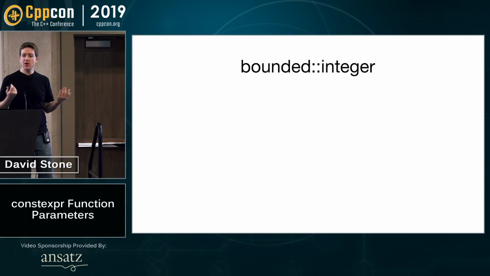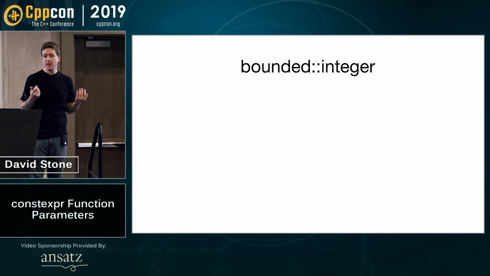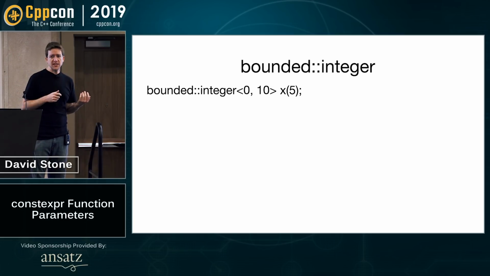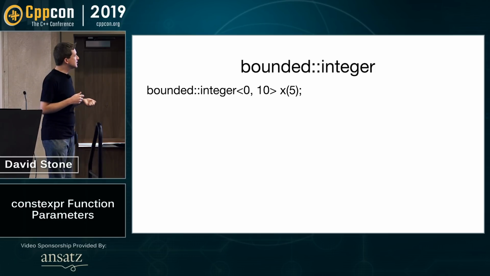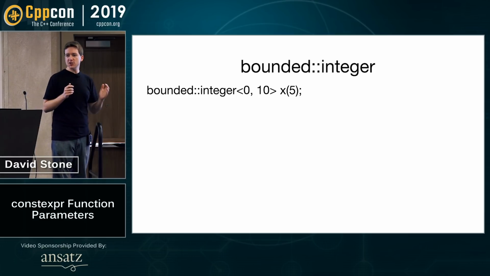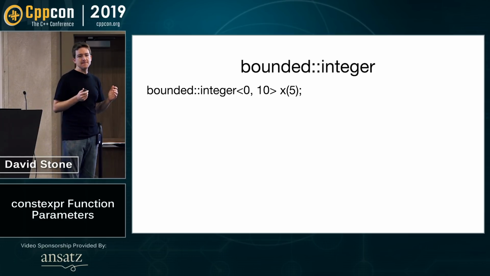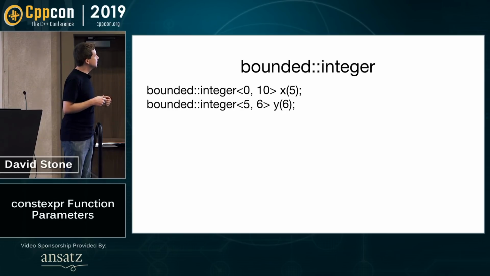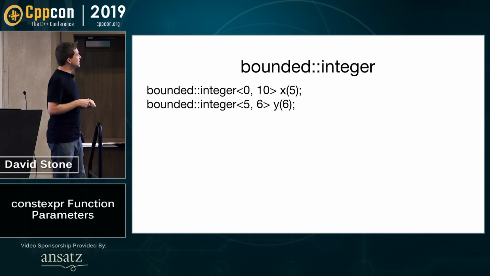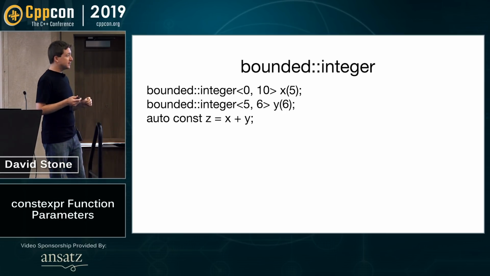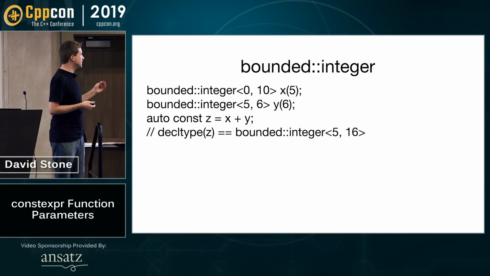So there's a library that I've written called the bounded integer library. Basically, usage of it looks something like this. You define a lower and an upper bound on your integer type, and it sizes the integer appropriately. So you can have an integer from 0 to 10, an integer from 5 to 6, and you can add them. And the type of that is an integer from 5 to 16.